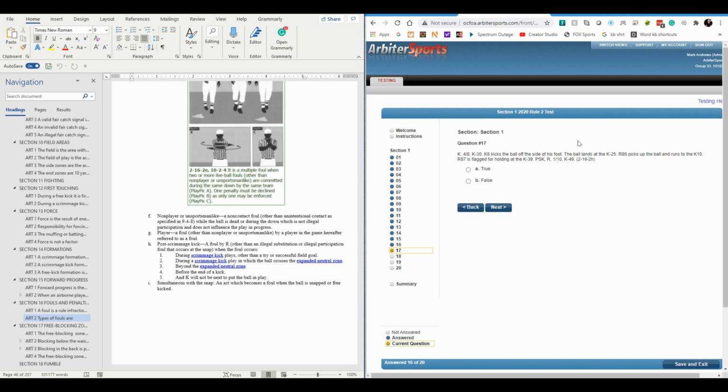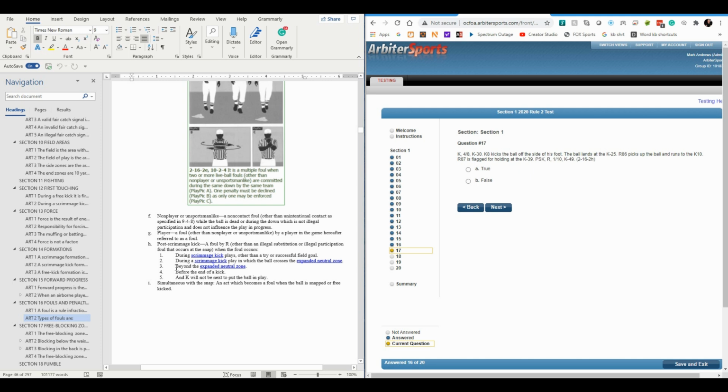Okay, so if we look at the definition of a PSK foul, it's a foul by R, which we have, when the foul occurs during scrimmage kick plays other than a try or a field goal. Okay, so far so good. It was a scrimmage kick play. During a scrimmage kick play in which the ball crosses the expanded neutral zone. Oops. Okay.